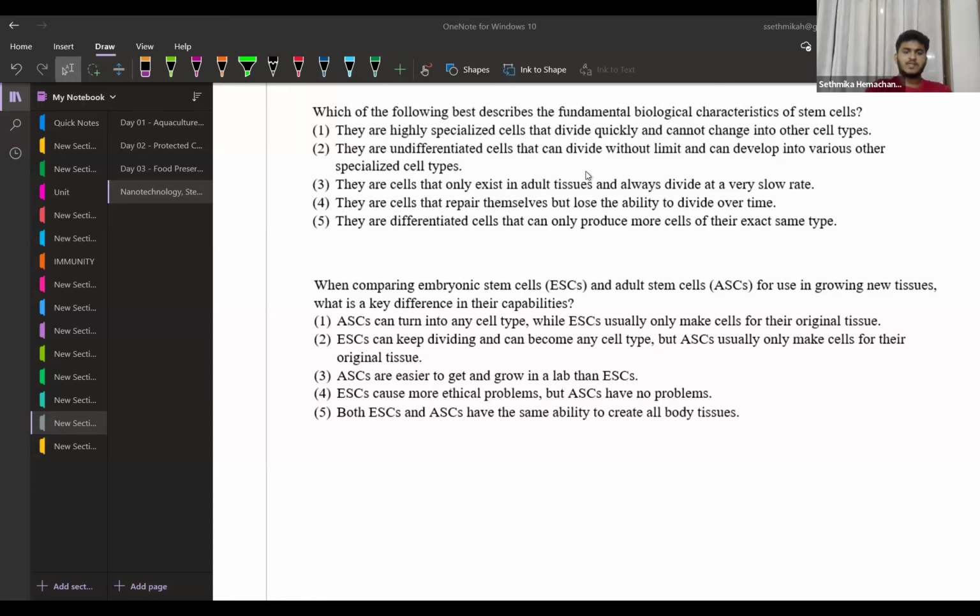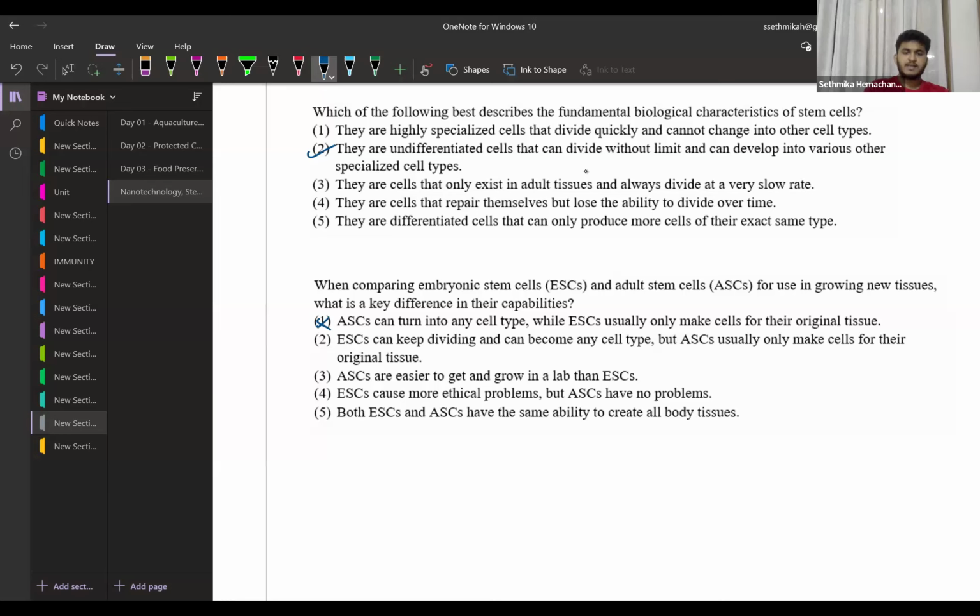All right, let's see. When comparing embryonic stem cells and adult stem cells for growing new tissues, what is the key difference in their capabilities? Adult stem cells can turn into any cell type. No, not into any cell type, only a specific type.